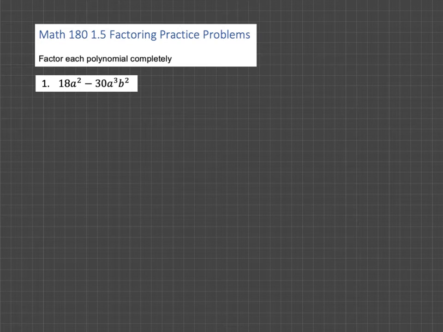Let's do some practice problems for factoring. For number one, we want to first determine if there is a greatest common factor. We're going to look at each of the terms and see if there are factors that go into both of those. So if we look at the 18 and 30 to start off with, we can see that a 6 goes into 18 and it goes into 30. There is also an a squared that shows up in both of those terms. So that comes out in front.